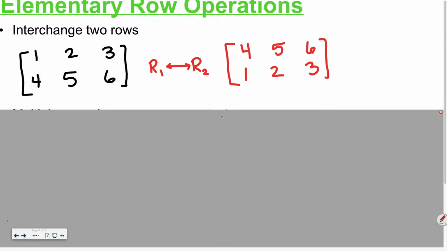Okay. You think about a system of equations. It doesn't matter which equation comes first, which equation comes second. It is okay to switch your rows, okay, when that's what they're representing.